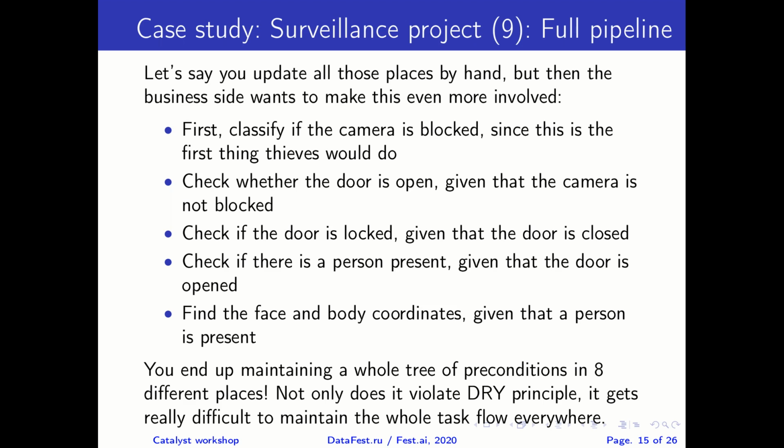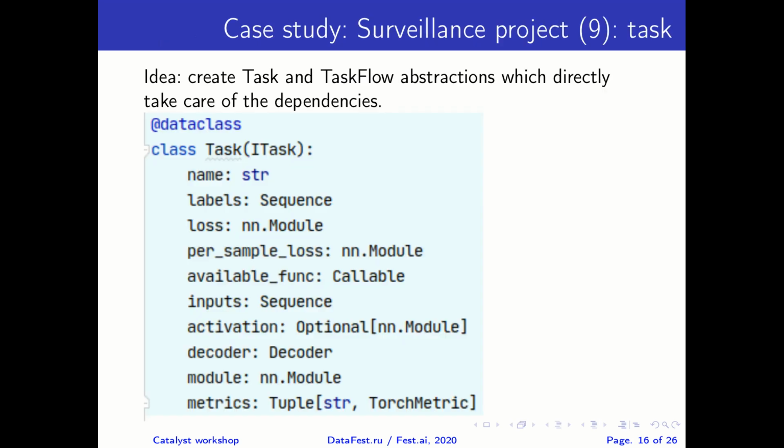And then if the door is opened, then we have to check if there is a person present, so call this binary classification branch. And then finally, if the person is present, we have to do these face and body linear regression tasks. And in the end you end up maintaining this whole tree of preconditions in 8 different places. And not only does it violate the right principle, it gets really hard to maintain if you really want to have this interpretation per task and all those different methods for evaluating and in general working on this multitask project.